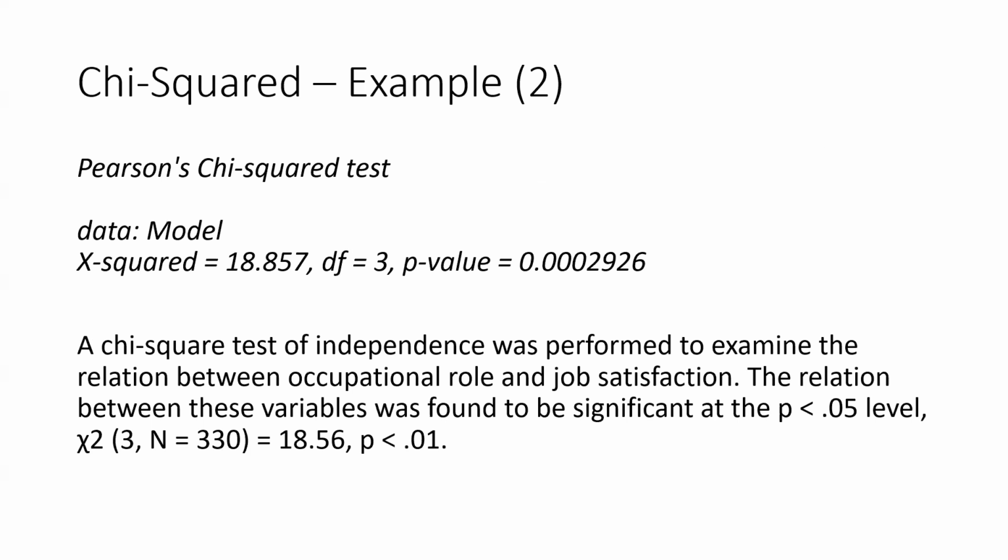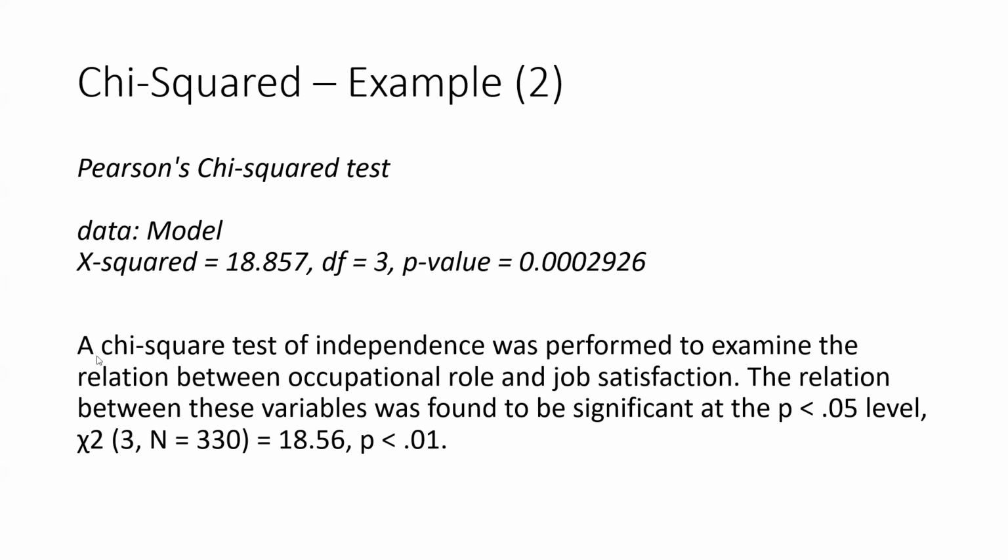Here is our output for the Pearson chi-squared test. We have our x squared value, the degrees of freedom, and the p-value, which in this case you can see definitely is lower than not only 0.05, but lower than 0.01. So this is how we report our results.